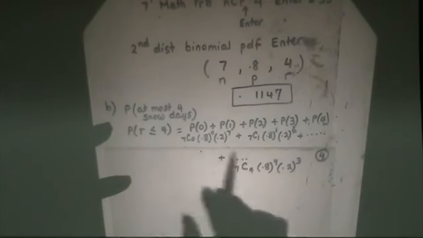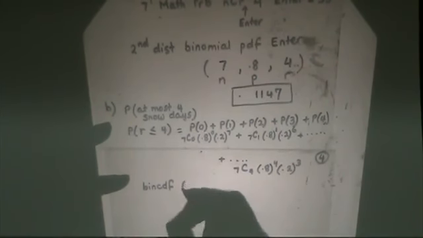The way to do this on the calculator is binomial CDF. Not PDF, but CDF for cumulative. So it's going to do the whole summation for you. Binomial CDF of N, P, R, where R is the largest one in the group. So N is 7, P is 0.8, and R is 4.